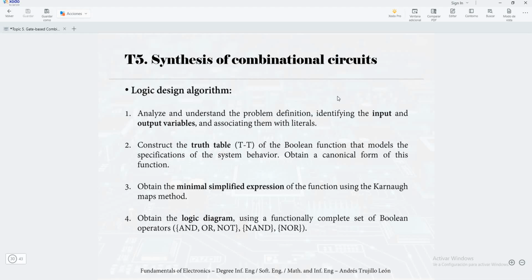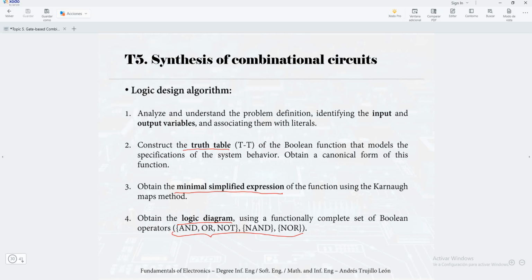Once we have the input and the output variables, according to the problem definition, we are going to build the truth table. With the truth table, we are going to draw the Karnaugh map, and we are going to obtain the minimal expression of the function. And once we have the minimal expression, we are going to build the logic circuit with the logic gates that we know. The best way of doing it is obviously doing exercises.